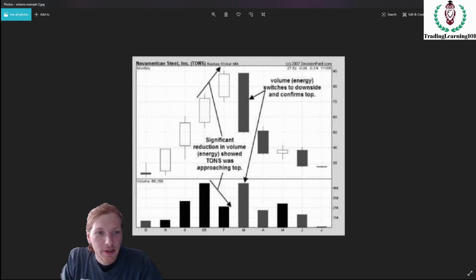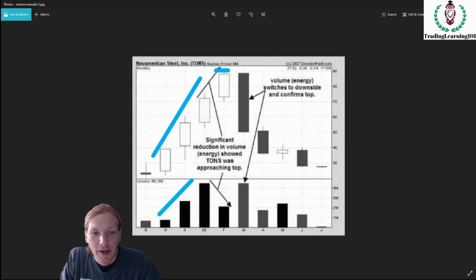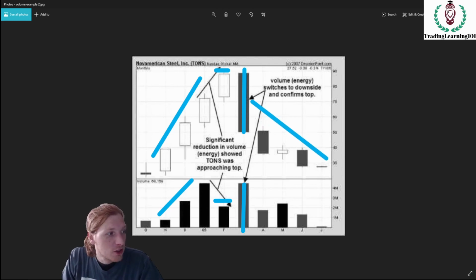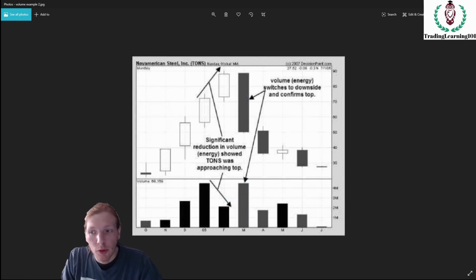And then we have an example right here with the stock climbing up with increasing volume. And then when it makes a new high right here, it does it on significantly less volume. And then we have this big volume surge, this big sell-off confirming the top, and volume switches to the downside. And then down the stock goes. This is just stuff he talks about and preaches in this book over and over again.